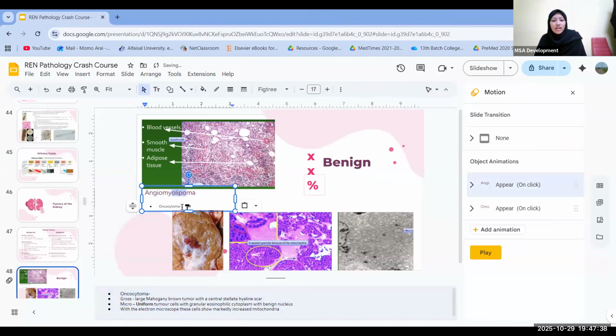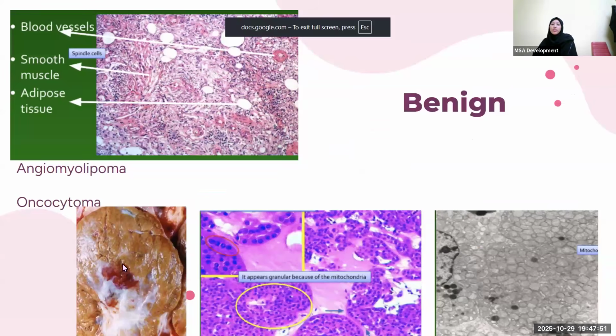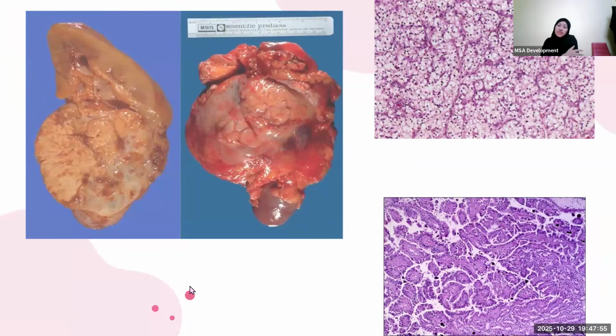I hope it's clear so far, that it's making sense with the division. So let's go back: angiomyolipoma, oncocytoma. Now, let's go to the next one here. We mentioned benign, we finished with it. What do you think this is? Let's go over the pictures first.